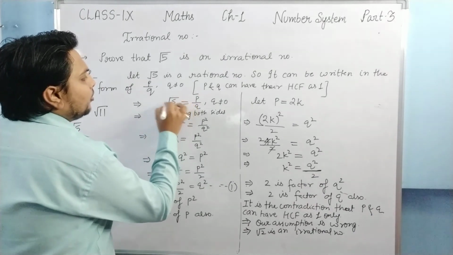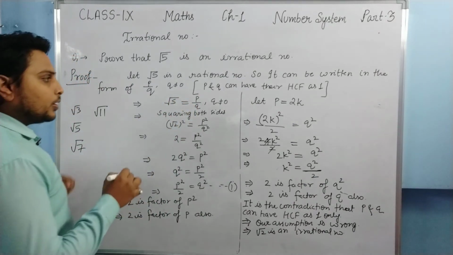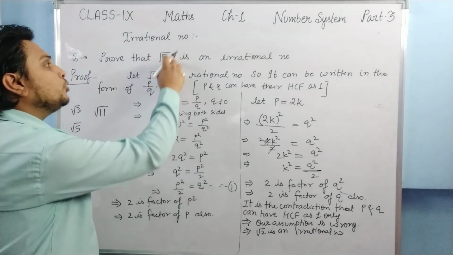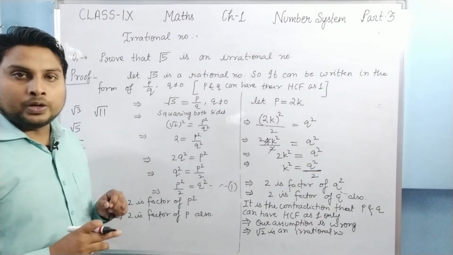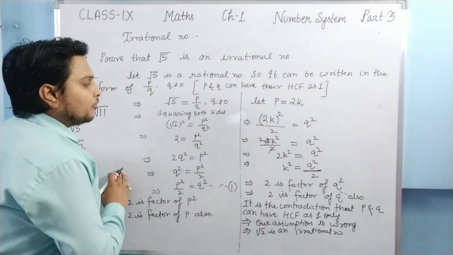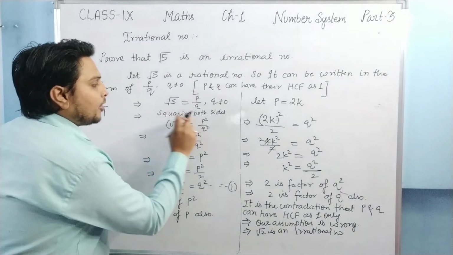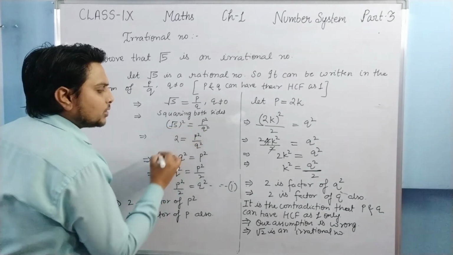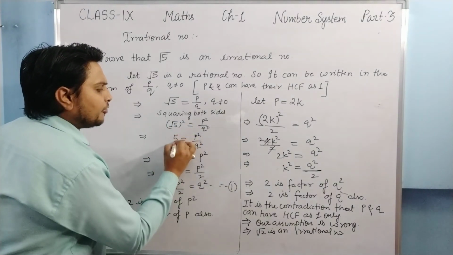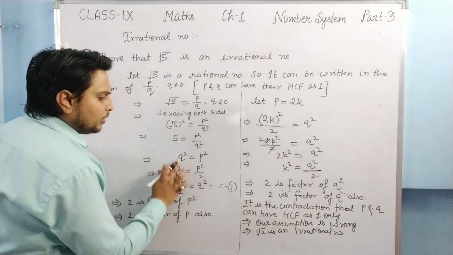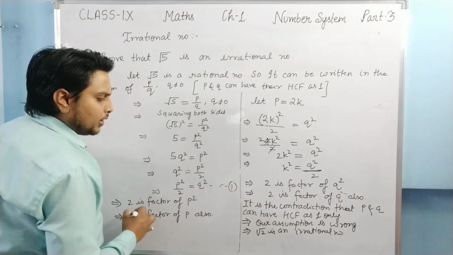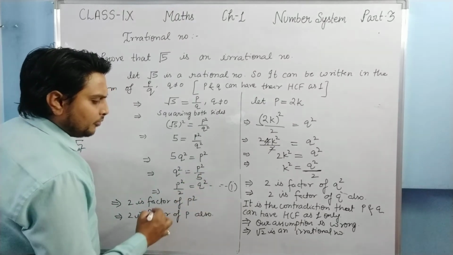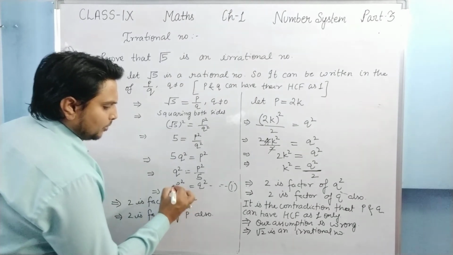Here we will write under root 5. I'm going to change the whole question from under root 2 to proving under root 5 is an irrational number. So focus on the board. What changes am I going to do? After that is squaring both sides. So here it is under root 5 square, and under root 5 square will be 5. After that this q square will be shifted here, so it is 5q square. And then this 5 will be shifted, so p square upon 5.